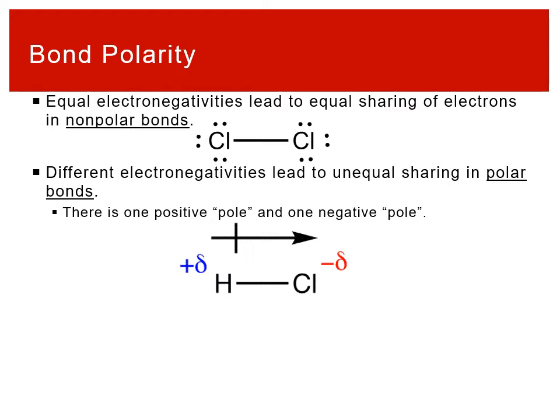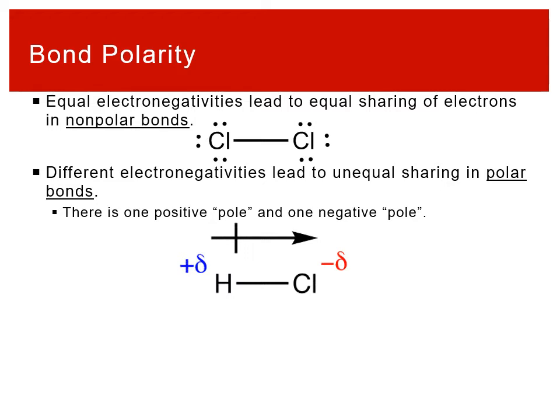So if I have a bond that is two atoms with equal electronegativities, i.e. they're pulling electrons towards themselves with the same force, that will mean that they actually equally share those electrons. And we call that kind of bond non-polar. There's no poles, there's no sides of the bond. The electrons are equally shared.